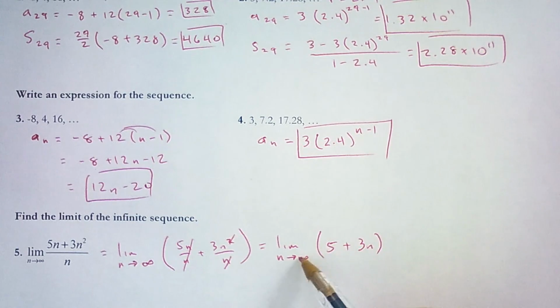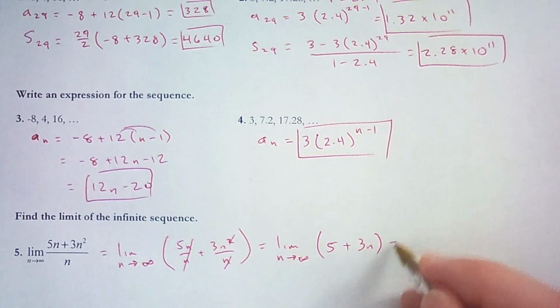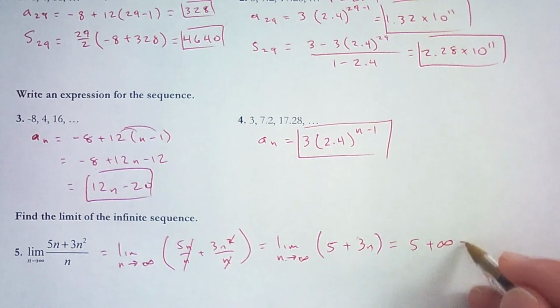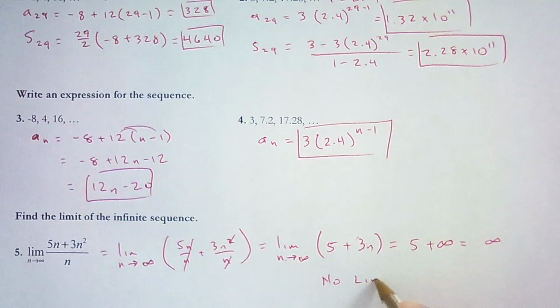Okay, so as the term number approaches infinity, this 5 does not change. So I've got 5 plus, and then as the term number approaches infinity, this number gets bigger and bigger. I have 3 times 1 is 3, 3 times 10 is 30, 3 times 100 is 300. So as this n gets bigger and bigger, this term gets bigger and bigger, going off toward infinity. 5 plus infinity is infinity. So the limit is infinity, which means there is no limit.